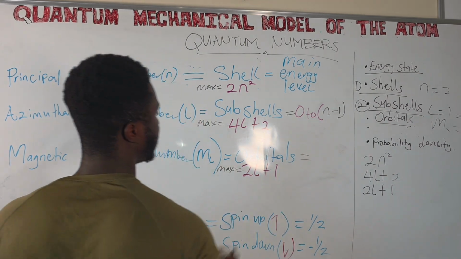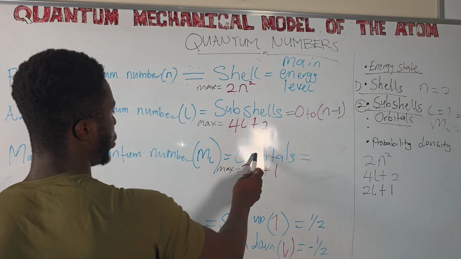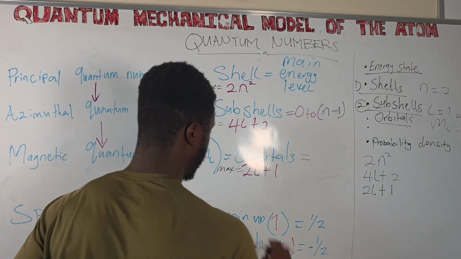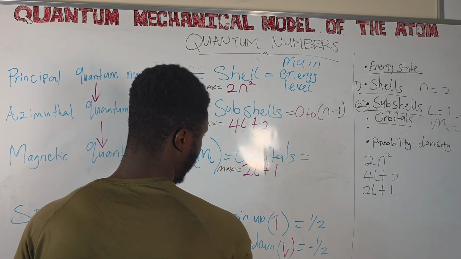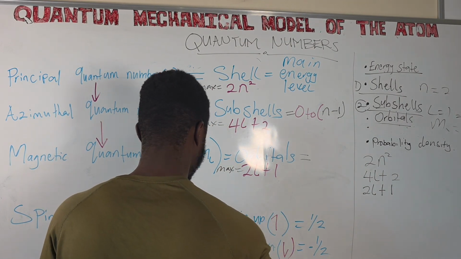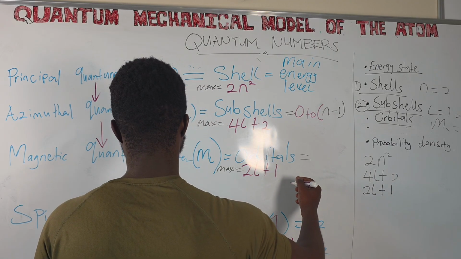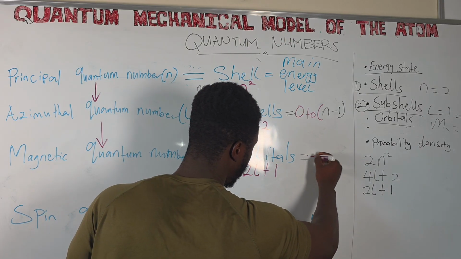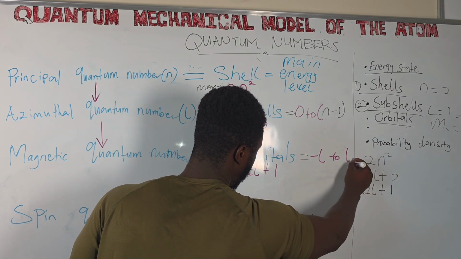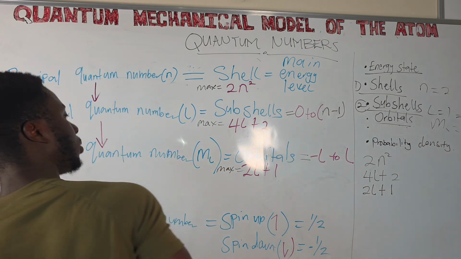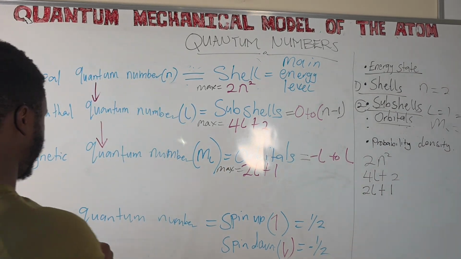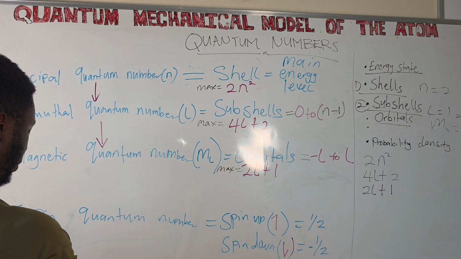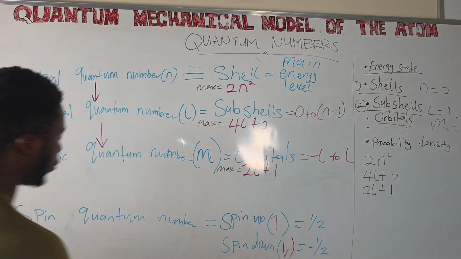And how do we derive this? We derive it from this number. So that would give us something like this. It's also from 0. No, that is like the L, right? So it is from negative L to positive L. And after that, we come down to the spin quantum number. So one more time, let's go over this.